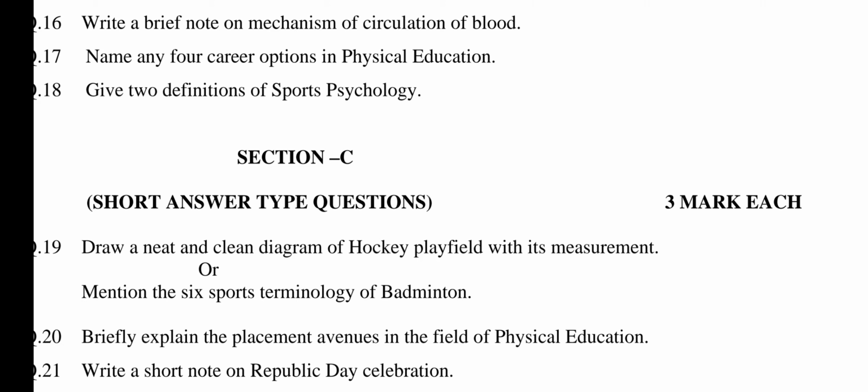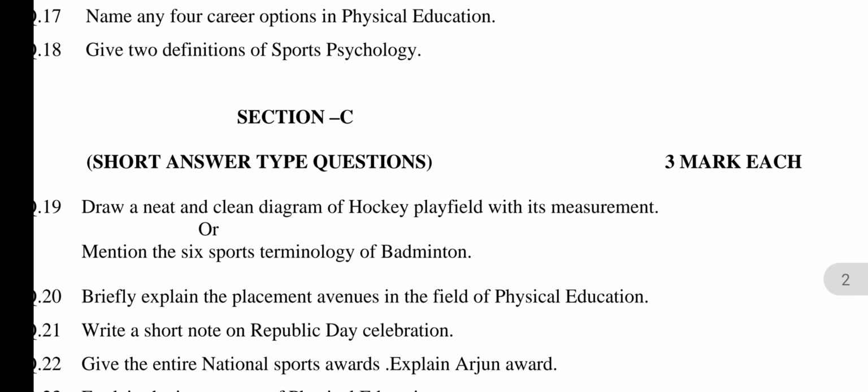Question number 17. Name any 4 career options in physical education. This question is related to chapter number 4, career aspects in physical education. The answer may be: the 4 career options in physical education are as under: as a teacher in physical education, as a lecturer in physical education, as a coach in games and sports, as an instructor. Explain all these points or steps into 2 to 3 lines.